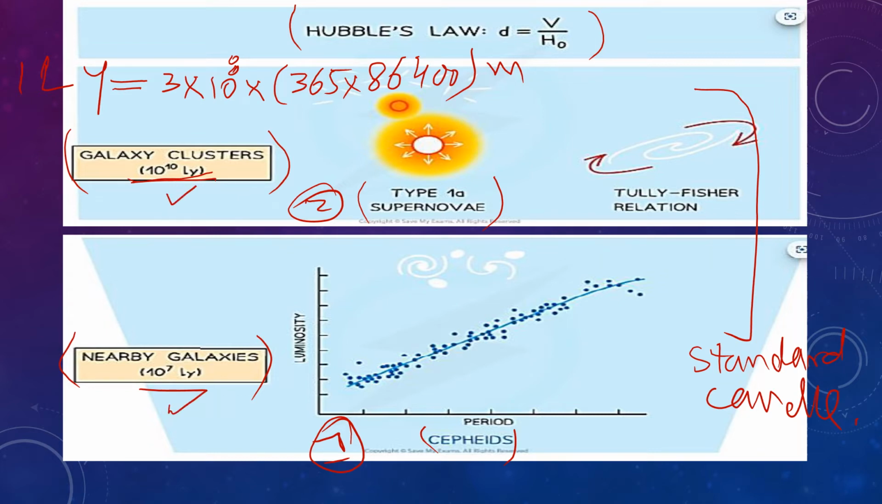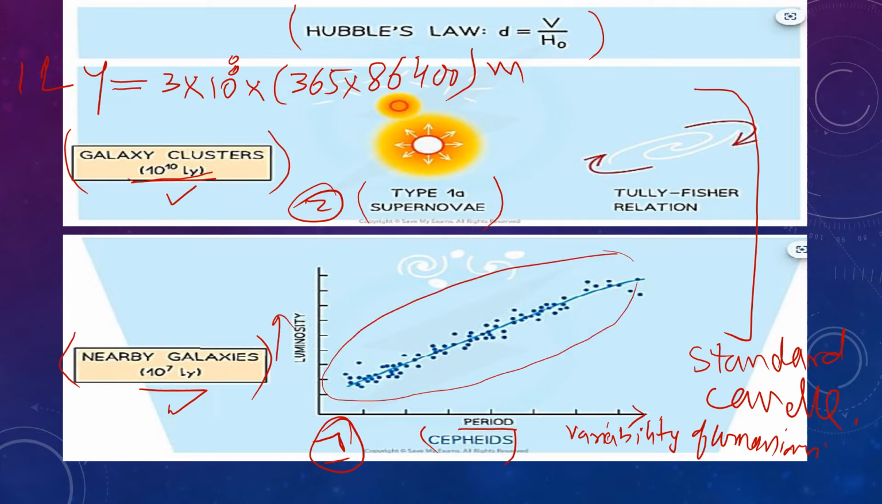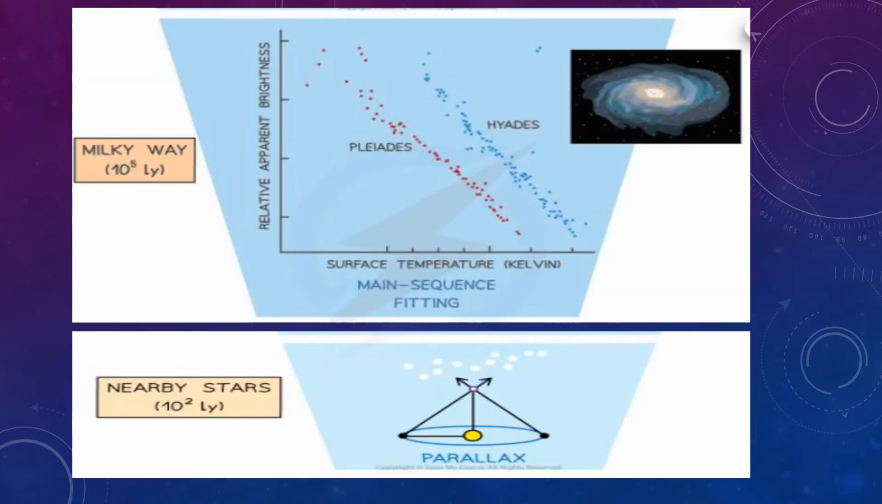And then in the Cepheid variable case, the x-axis is the period of variability of their luminosity, and along the y-axis is the luminosity. All these are stars in nearby galaxies, and their periods are measured, and then on the basis of the period we can measure their luminosities.